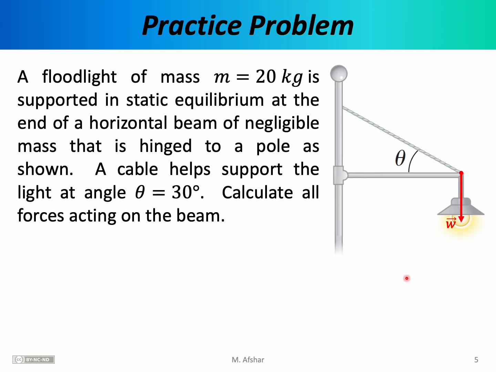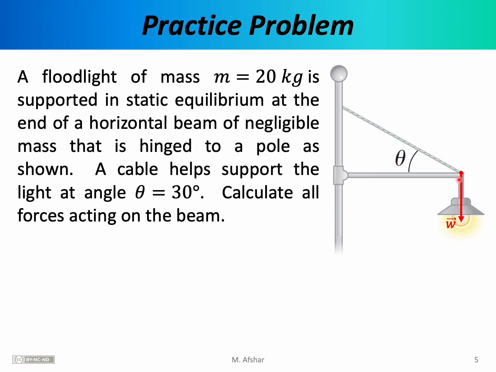The most obvious force is probably weight. Obviously, a heavy floodlight is attached to the right end of the beam, so we suspect that a force of weight must be acting on the right end of the beam. We can calculate the magnitude of this force because we have the mass of the floodlight.